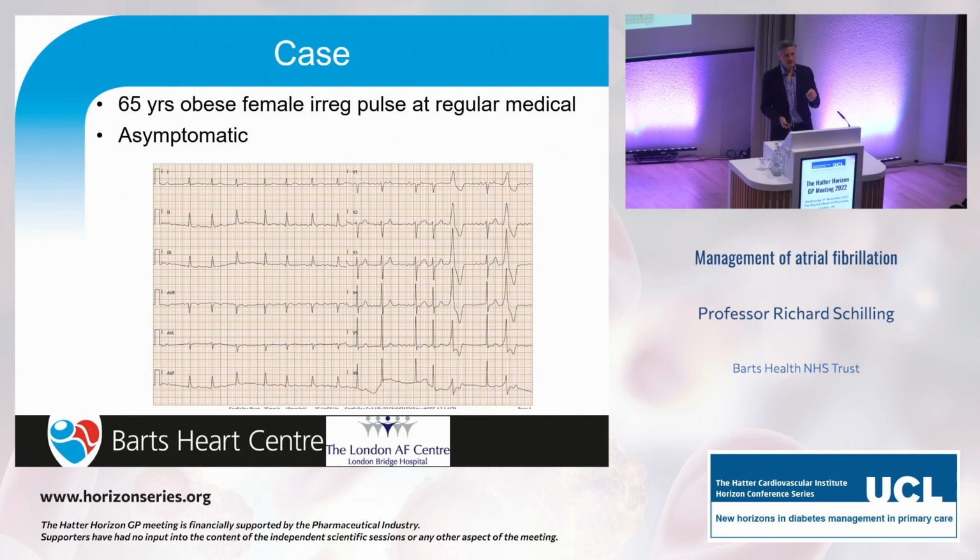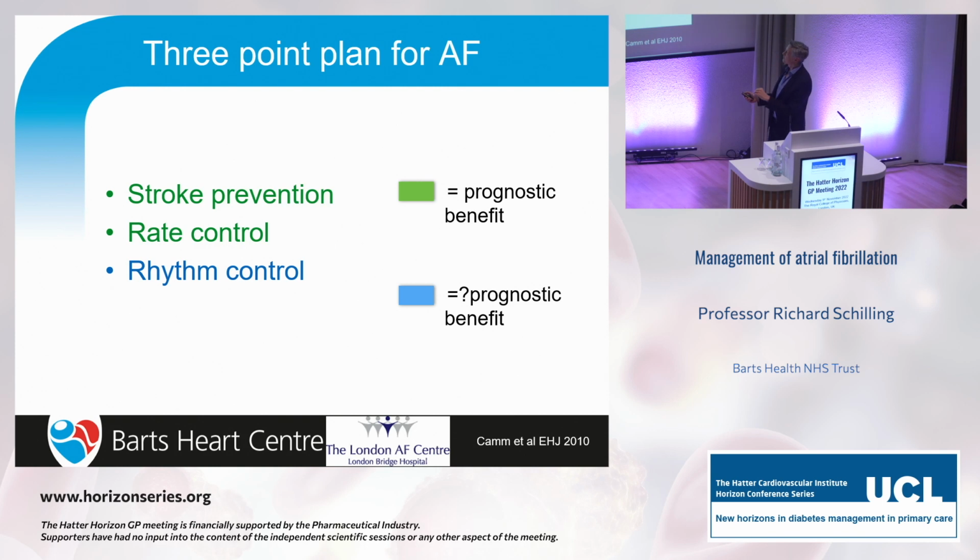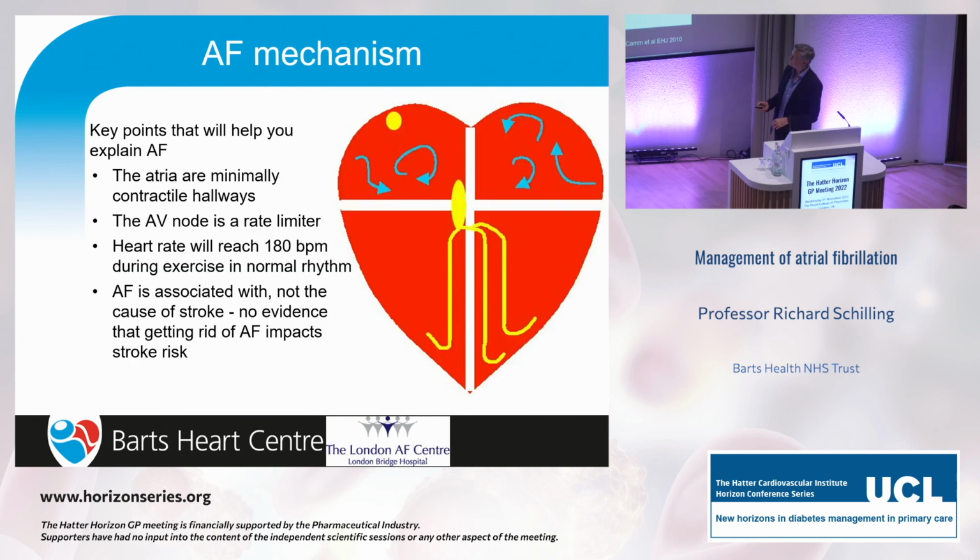So the minute I see this ECG, I'm beginning to think about my 3-point plan for their AF, which is in green, the potential prognostically beneficial therapies, and in blue, the therapies that are useful for symptoms and quality of life. So stroke prevention is undoubtedly prognostically beneficial in many patients. Rate control may be prognostically beneficial in some patients, and there's still no proof that any form of rhythm control has any prognostic benefit. And we'll drill into that in a little bit more detail in a minute. So this is what I try and get across to the patients.